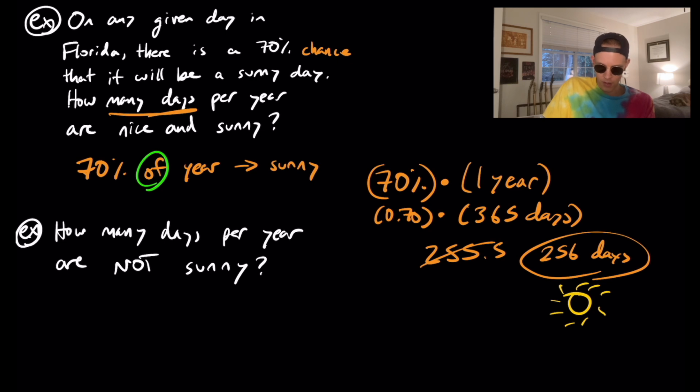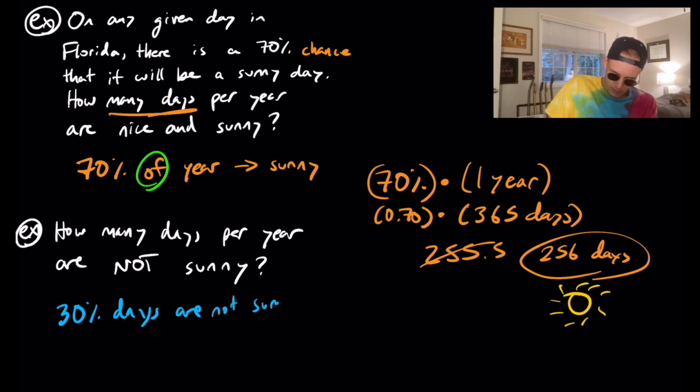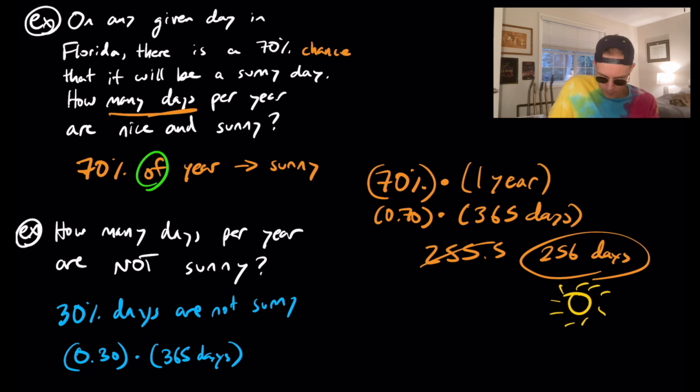All right, how many days per year are not sunny? So you could assume then if 70% of the year is sunny, well, that means 30% of the days are not sunny. And you could do the same thing here. I'll do it in kind of one step. 30% as a decimal, that's going to be 0.30. And I'm going to multiply that by 365 days.